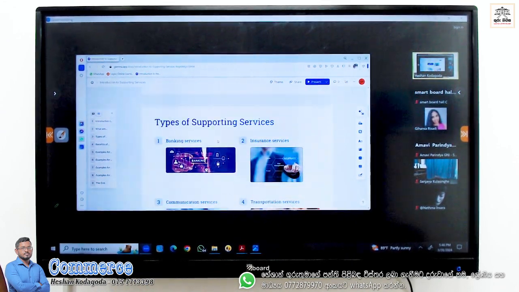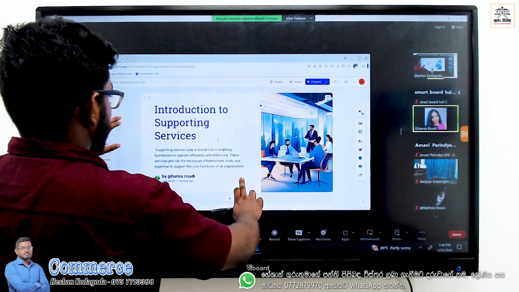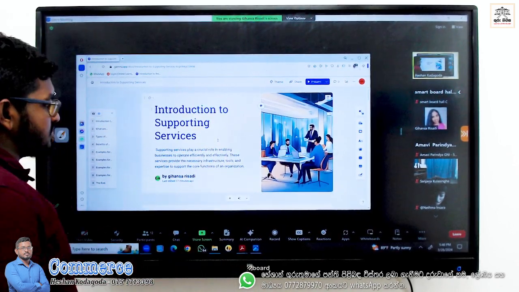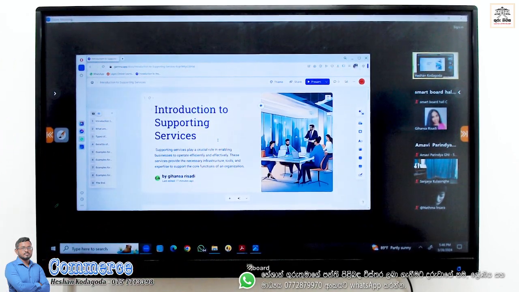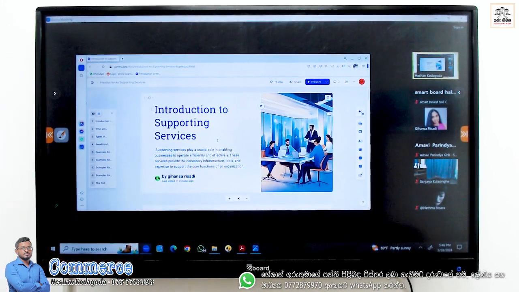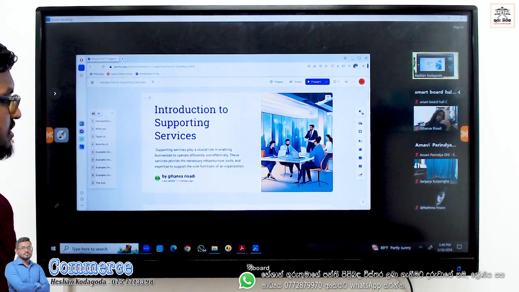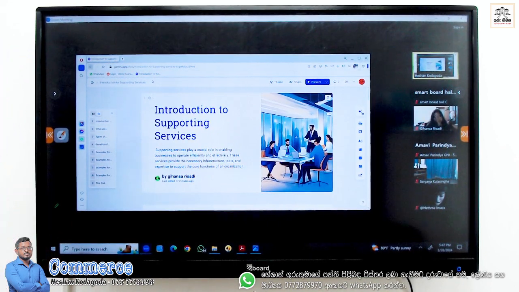Okay, now introduction to supporting services. In here you can see what is the term for supporting services. Supporting services play a crucial role in enabling businesses to operate efficiently and effectively. These services provide the necessary infrastructure, tools, and expertise to support the core functions of an organization.